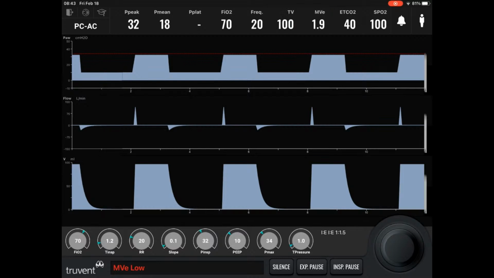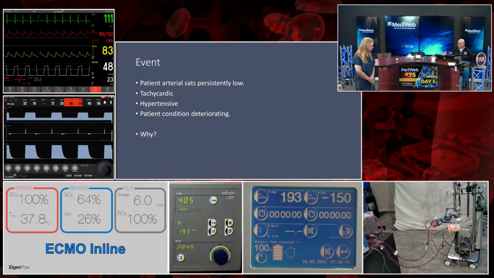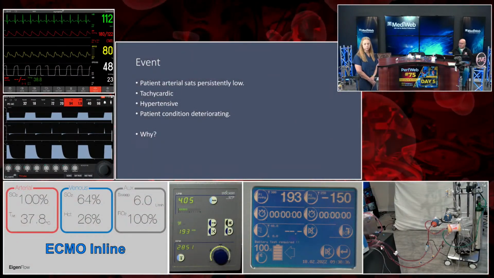So whenever you're confronted with a low SAT, you really have to first figure out, is there a mechanical problem? Is it the ventilator? Is it where we have some settings there? So in this particular case, you're going to rule that out very quickly, and you should know this already. Go ahead and reduce that. You should know that already. But let's look at the patient just to see.